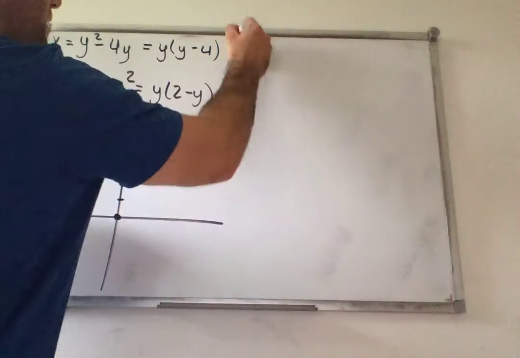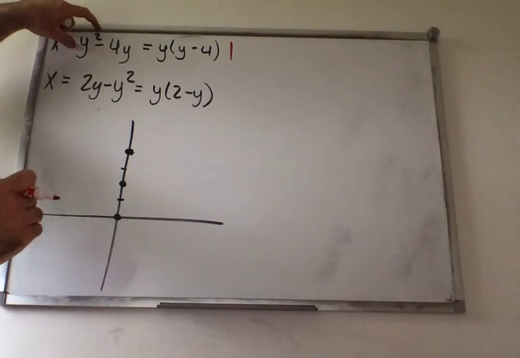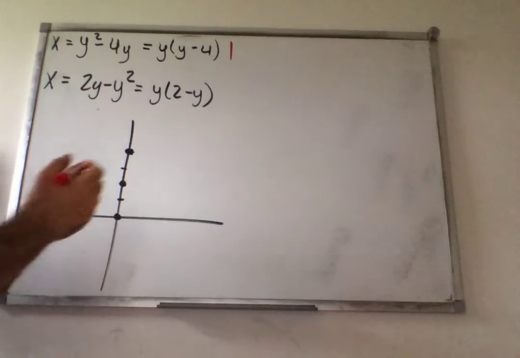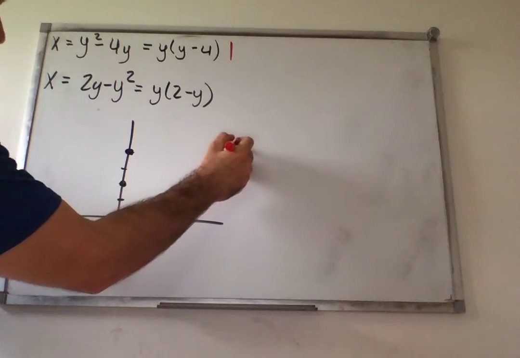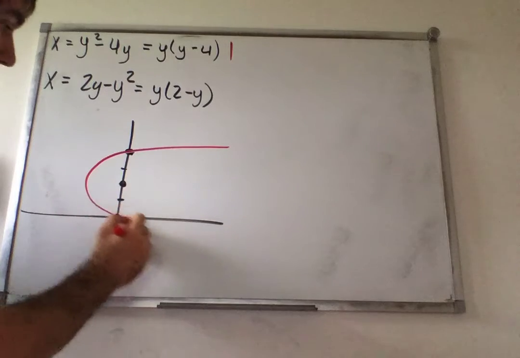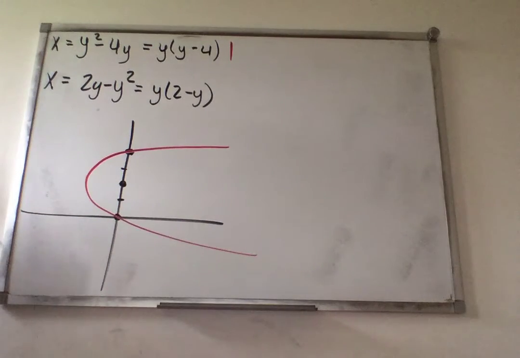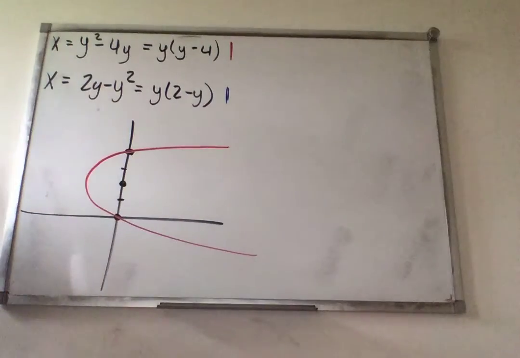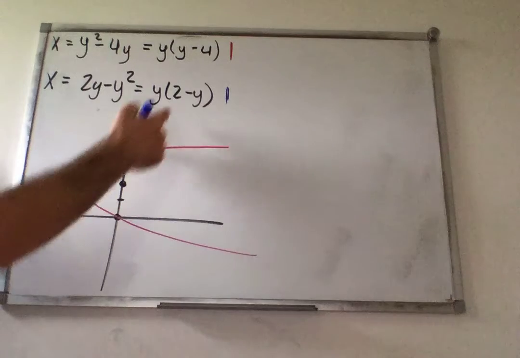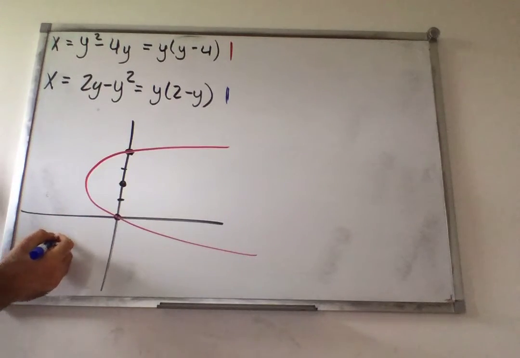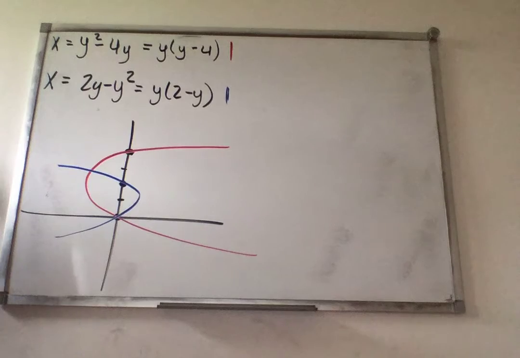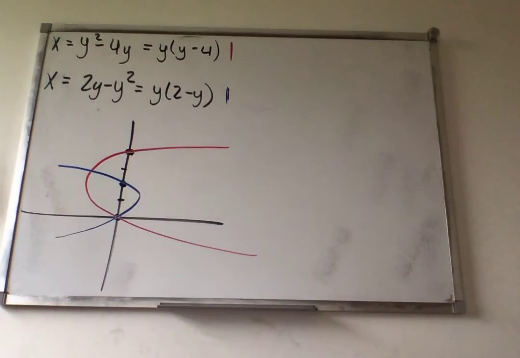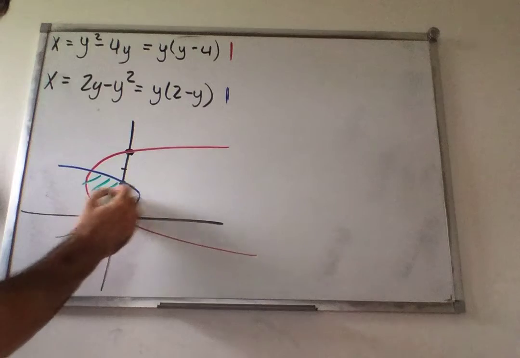This one will be in red. If you notice, it's a positive y squared. It's going to open up in the positive direction, and it looks something like this. Now I'll do the other one in blue. It's a negative y squared. It goes through these zeros because that's where this zero came from. And it looks something like that. So the area that we are trying to compute, the area between the two curves, is right here.